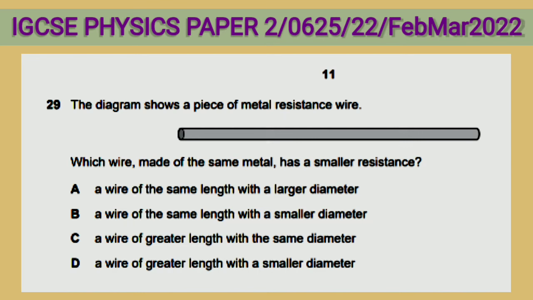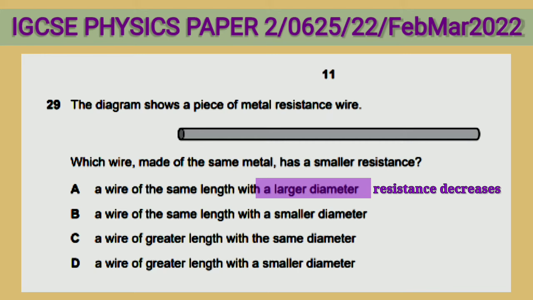29th question. The diagram shows a piece of metal resistance wire. Which wire made of the same metal has smaller resistance? Let us check all the options. Option A. A wire of same length with larger diameter. If the diameter is large, resistance will decrease.